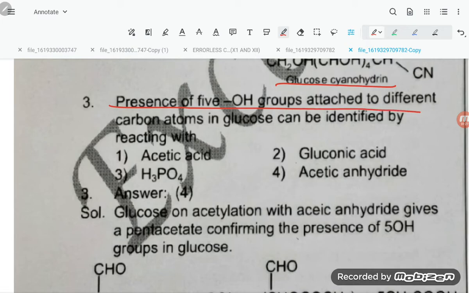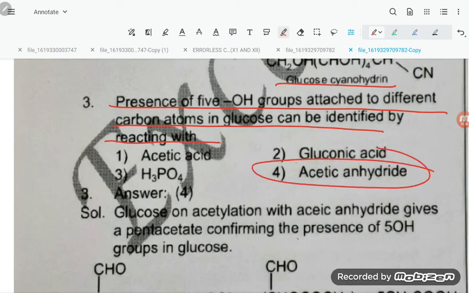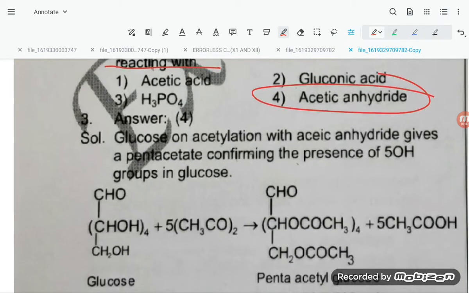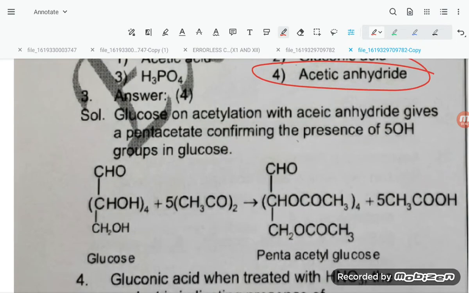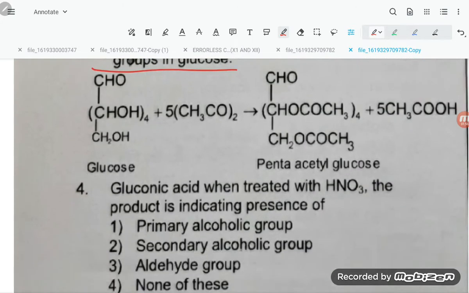The presence of 5 OH groups attached to different carbon atoms in glucose can be identified by reacting with what? That is acetic anhydride. If you are treating with acetic anhydride, it will give the ester, and that represents that there are 5 OH groups. So glucose on acylation with acetic anhydride gives the pentaacetate, confirming the presence of 5 OH groups in glucose.